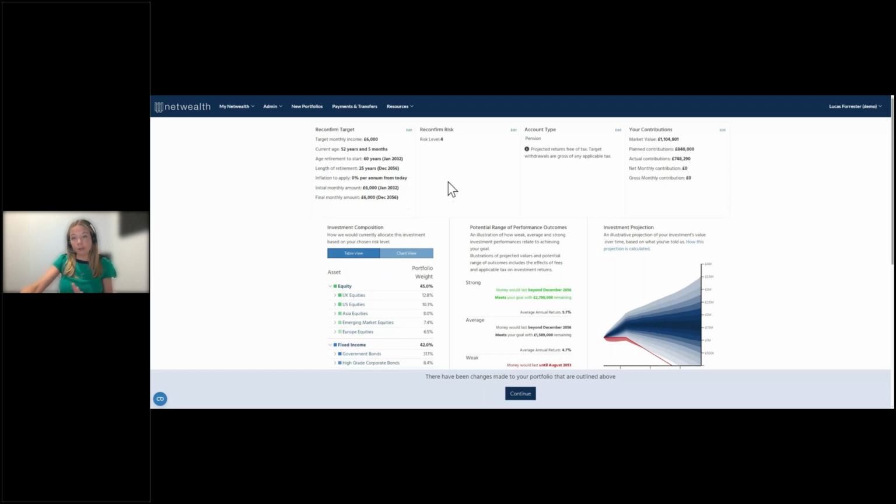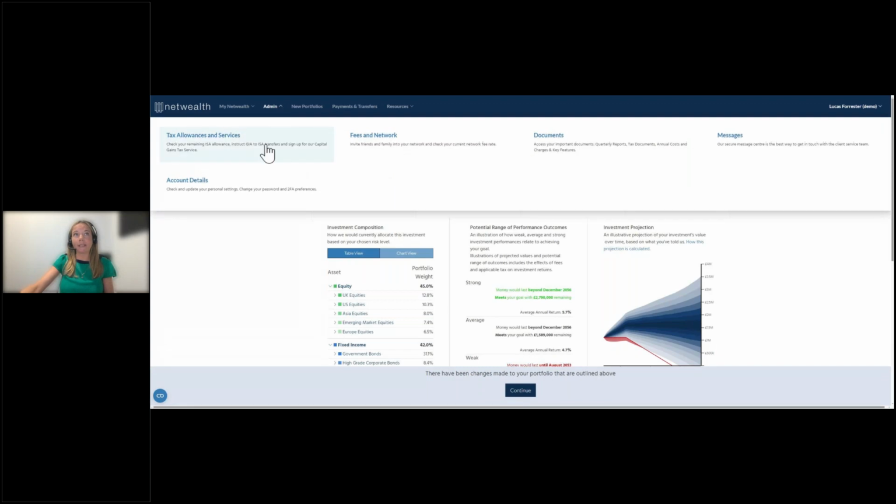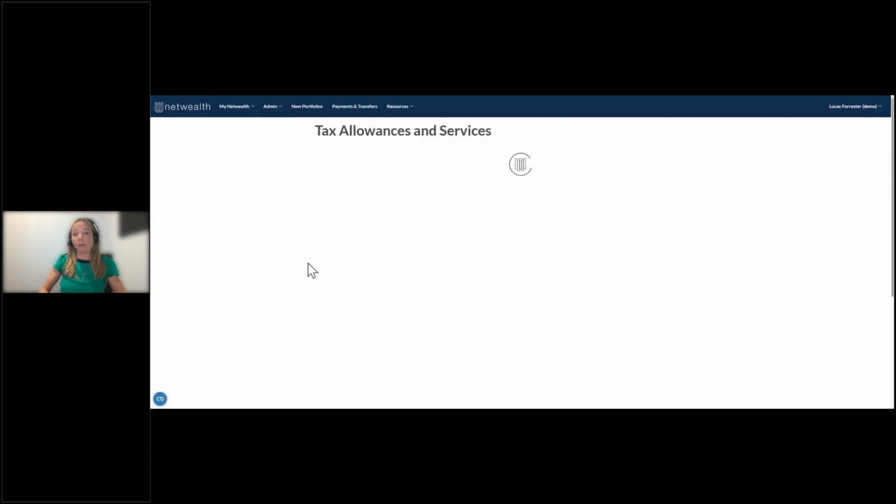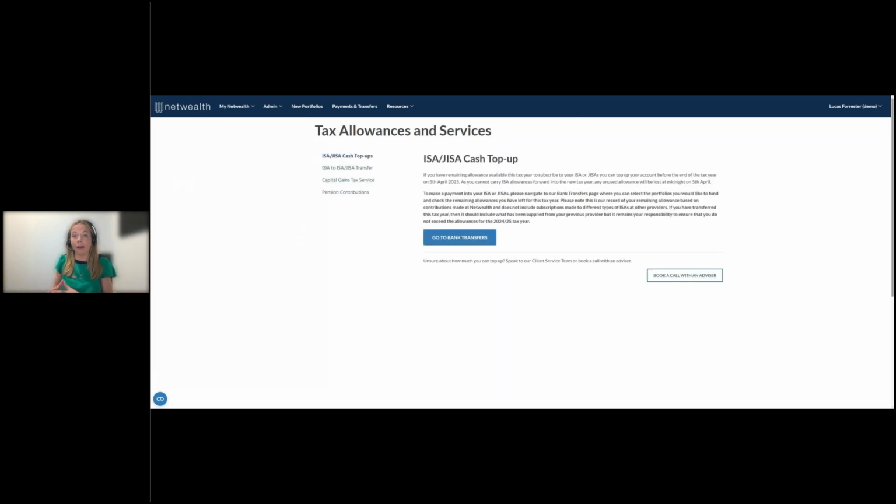The other thing I just wanted to draw your attention to with regards to being a client with Netwealth and the importance of cost efficiencies is our tax allowances and services dashboard. At Netwealth, we think it's really important that you're utilising your tax allowances and wrappers on an annual basis going forwards each year. It can have a really significant impact on the overall wealth of you and your family, and it's not something that you should have to pay for an advisor to manage for you. It's something that you are entitled to and should just be done on a regular basis going forwards.